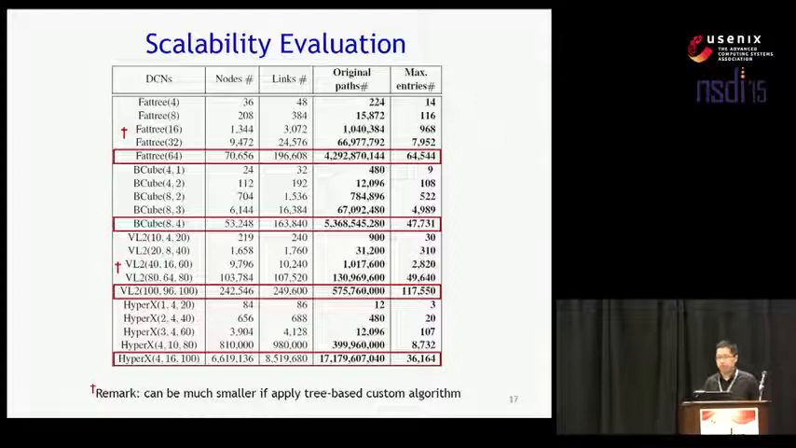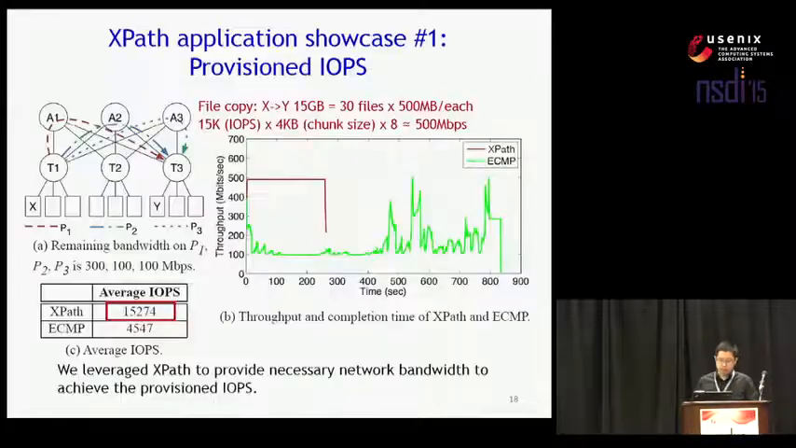And finally, we showcase the utility of XPath in several data center applications. In the first experiment, we use XPath to provision IOPS. In this experiment, we try to copy 30 files from X to Y with a provisioned IOPS of 15K. With each chunk size being 4K, this 15K IOPS translates to 500 megabit per second level bandwidth.